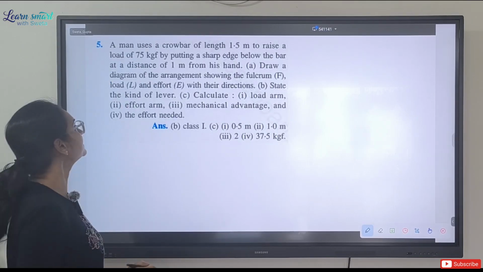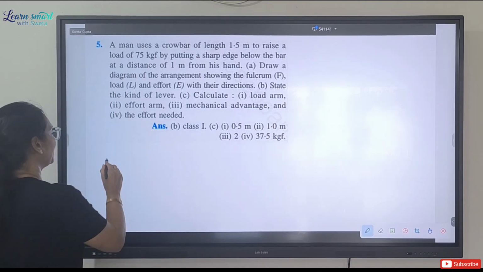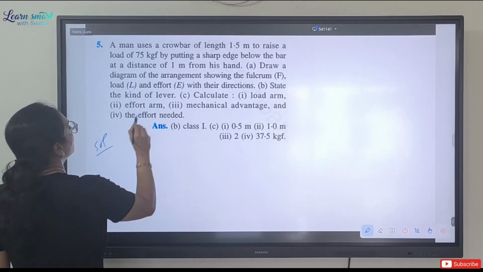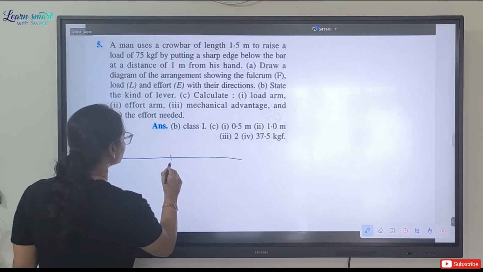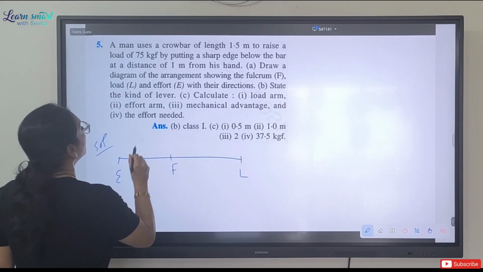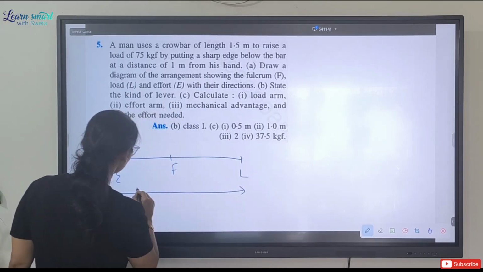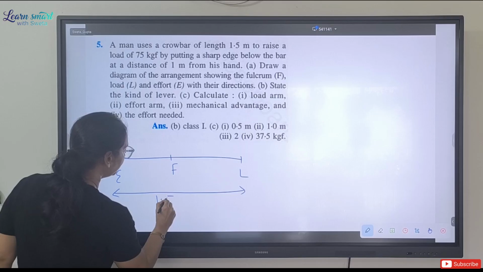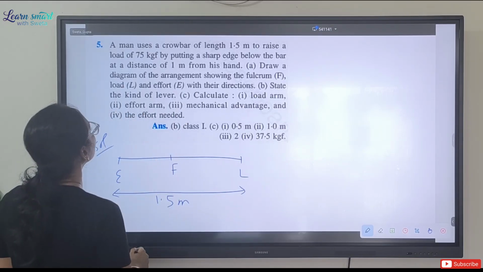Now question number 5 says a man uses a crowbar. Again, a crowbar is a class 1 lever. Every time we have to remember. Crowbar of length 1.5 meters. So let's say I am drawing. This is the fulcrum, load, effort. The crowbar's length is 1.5 meter, which means this whole distance is 1.5 meter. To raise a load of 75 kgf.